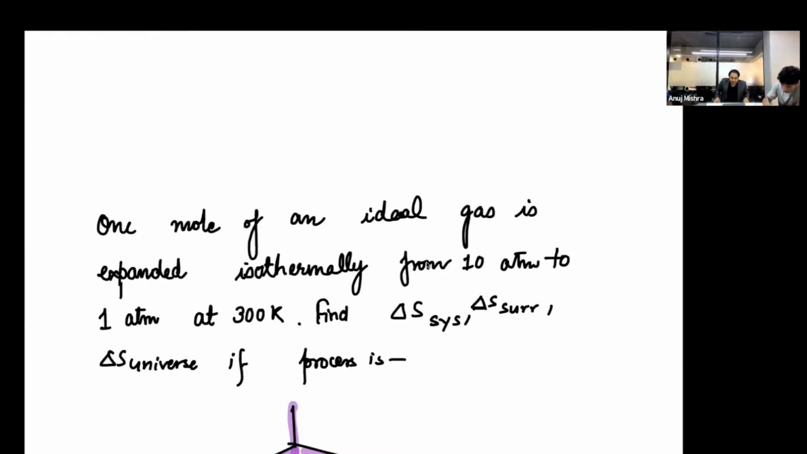1 mole of an ideal gas is expanded isothermally. 1 mole of ideal gas is expanded isothermally.